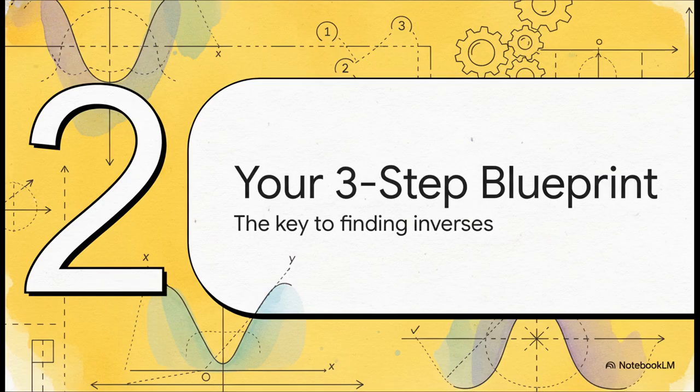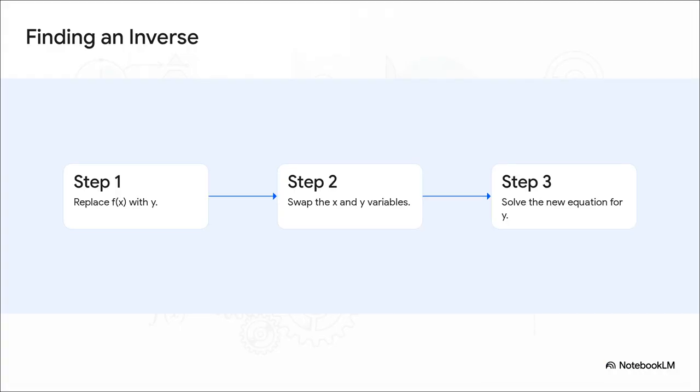The good news is there's a simple, totally reliable, 3-step blueprint. And this thing works every single time, no matter what kind of function you throw at it. And this is it, the whole game plan in 3 steps. First, you just replace the f of x with a y. It just makes the equation look cleaner. Second, and listen up, because this is the most important part, you physically swap the x and the y. And third, you just do the algebra to solve for your new y. That's it. That's the blueprint.